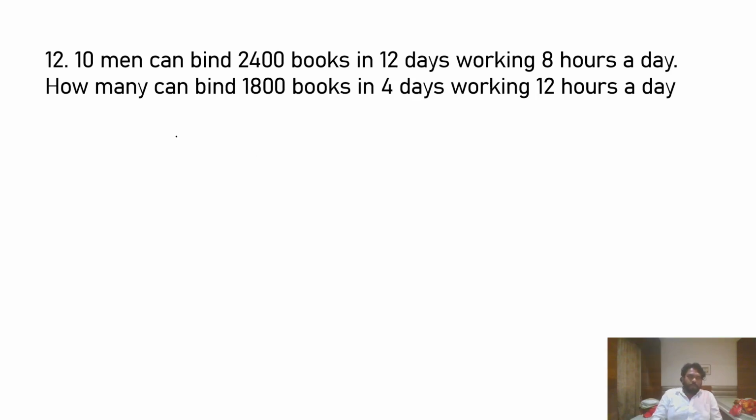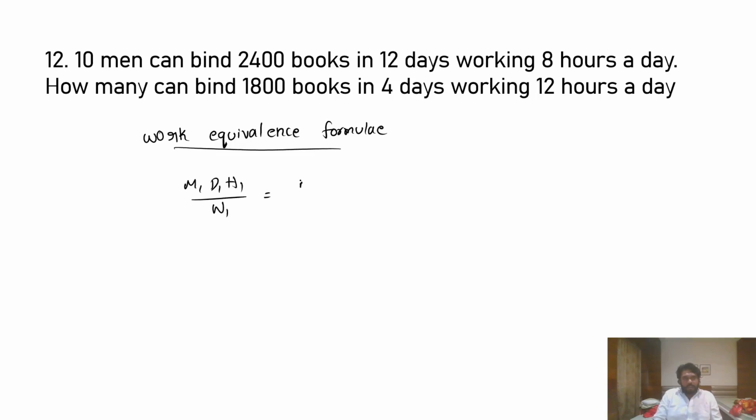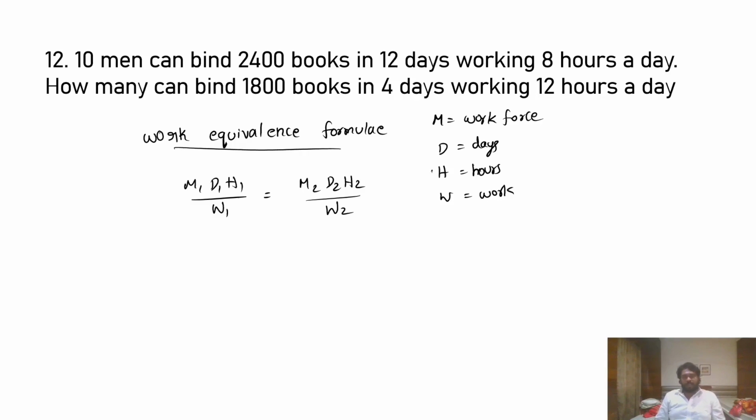We have one good formula here, guys. Work equivalence formula. What is work equivalence formula? It is M1 D1 H1 by W1 equals to M2 D2 H2 by W2. In this, what is D? D is days. What is H? H is hours. What is W? It is work. What is M? It is men, women, children, or anyone who is working. I call it as workforce. Use this, substitute, and get the answer.